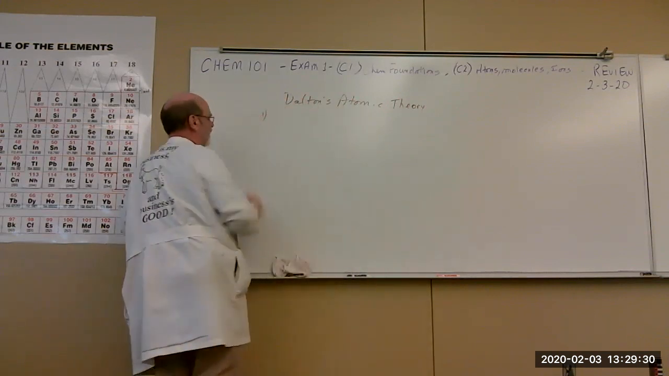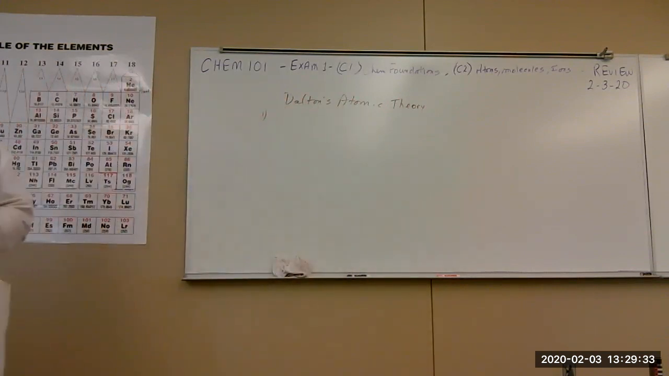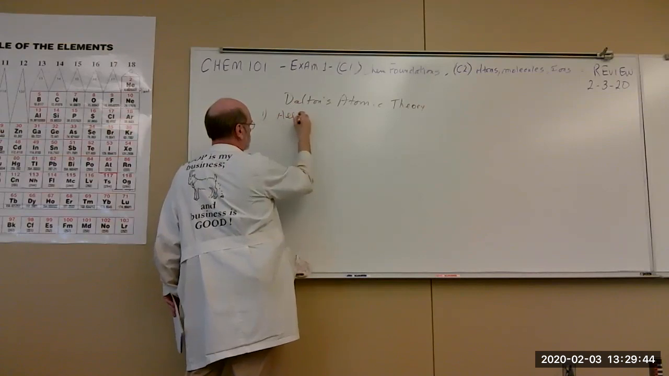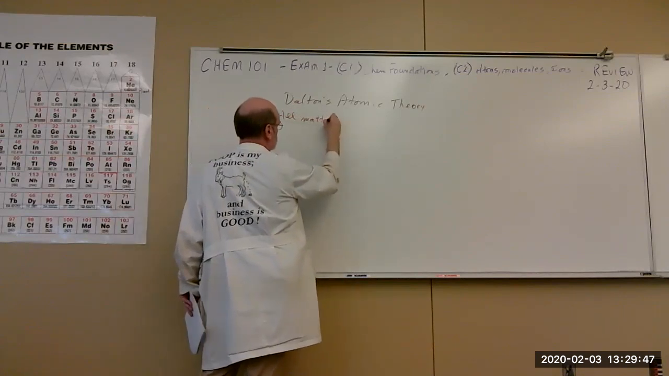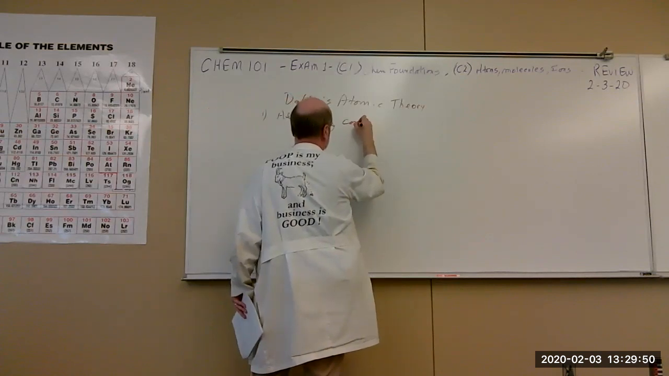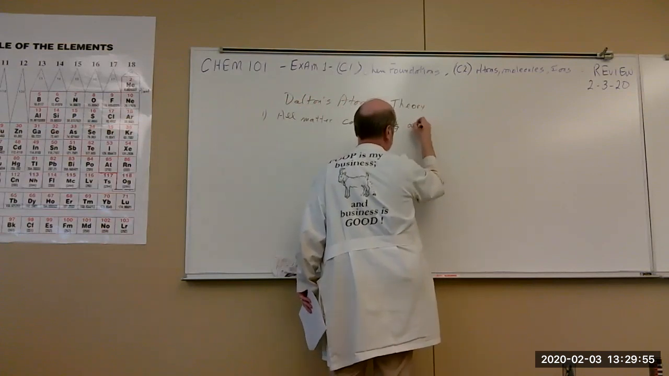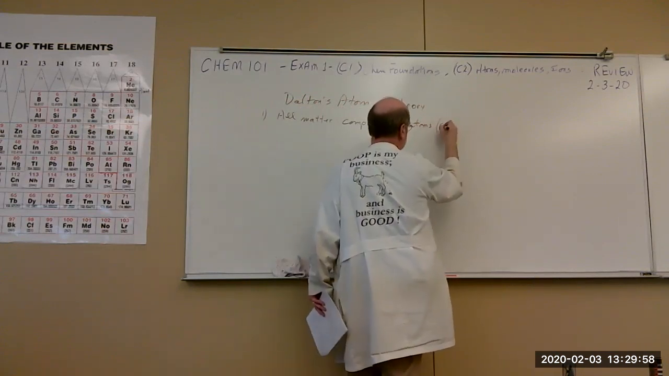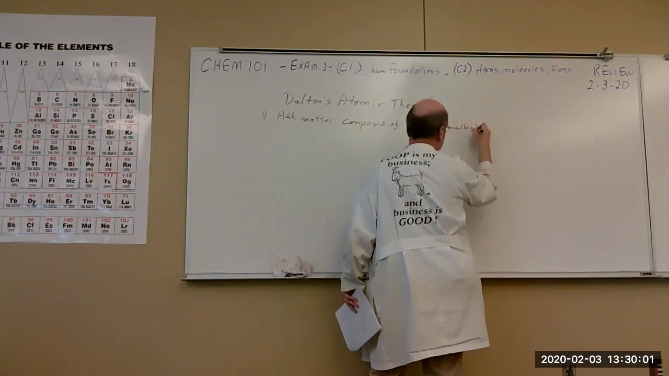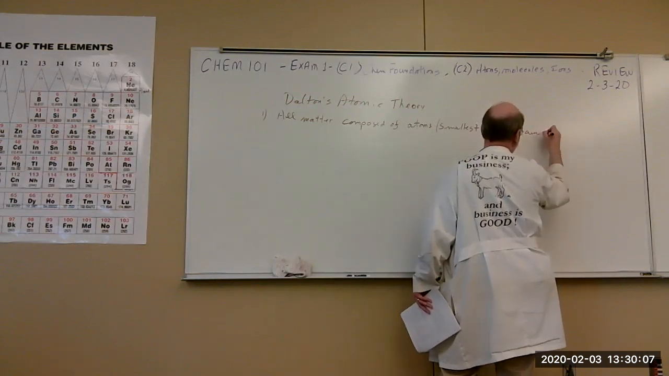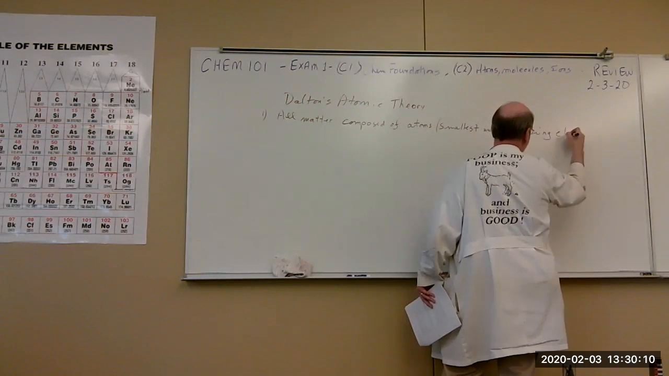Okay? What's the first premise of Dalton's atomic theory? The atom. Right. All matter is composed of atoms. The smallest unit retaining the element properties.